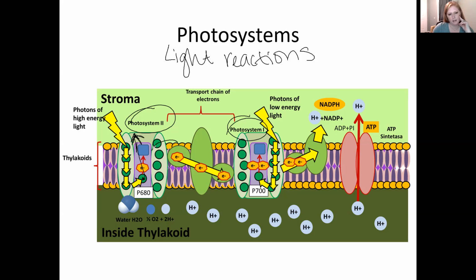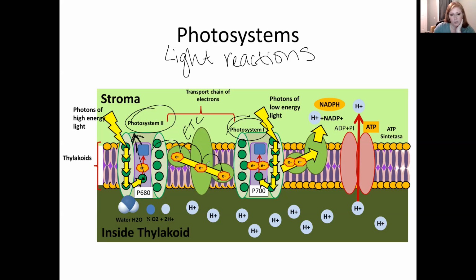Well, does this look familiar? What's happening right here? Electrons appear to be playing hot potato, right? Giving off small amounts of energy at a time. We know what this is. This is an electron transport chain. We already get what it does. We already know from cellular respiration.